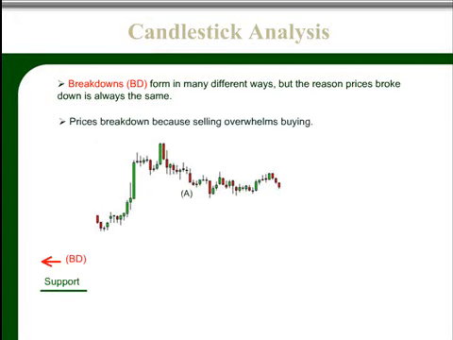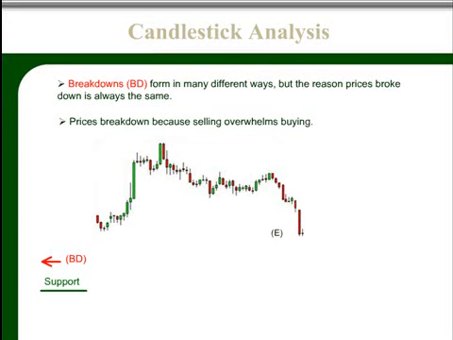At pattern A, prices are consolidating in a range. Mark off the lowest point in the consolidation as support. When prices decline below support at B, that is when a breakdown has occurred. Prices find support and consolidate for 3 bars at C. Mark off the lowest point in the consolidation as support.